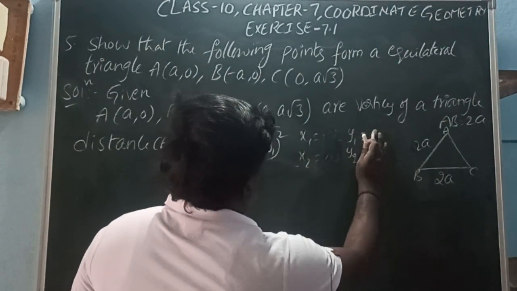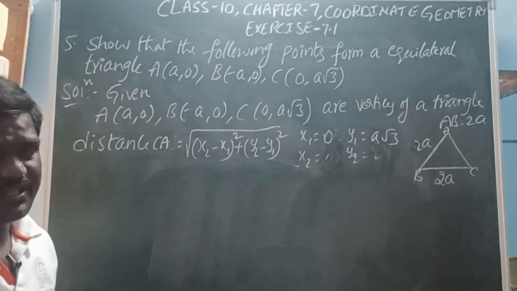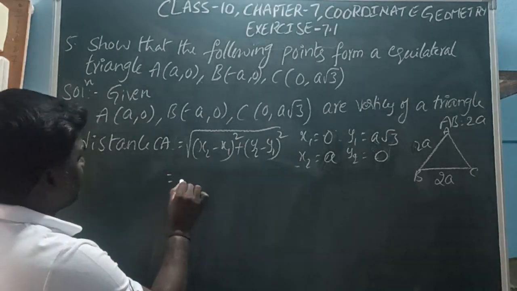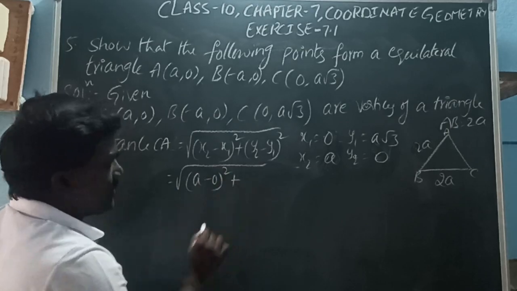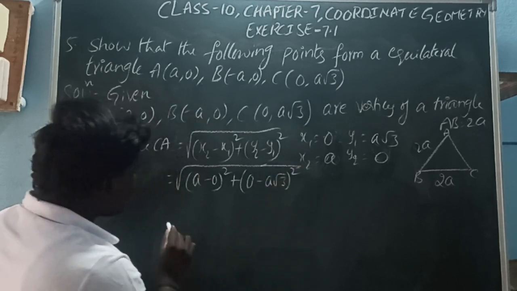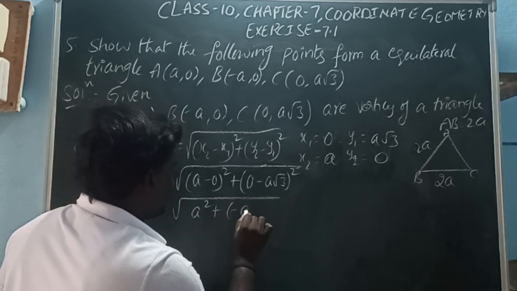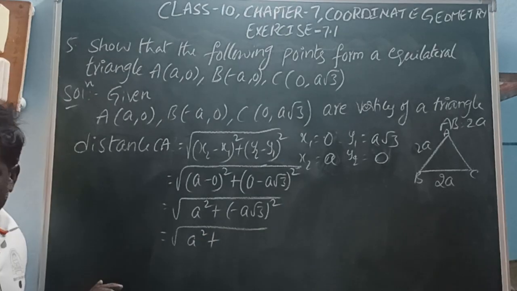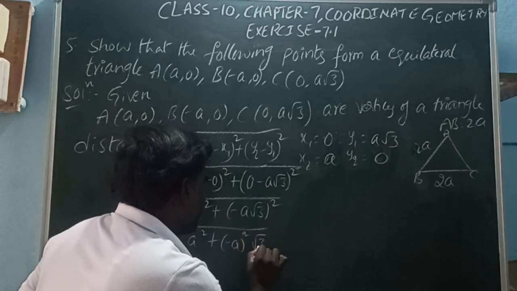So here x1 is 0, y1 is a root 3. So x2 is a, y2 is 0. So here the formula is x2 minus x1, that is a minus 0 whole square, plus y2 minus y1, that is 0 minus a root 3 whole square. So a minus 0 is a, 0 minus a root 3 is minus a root 3 whole square. So that is a square plus minus a root 3, we can write as minus a whole square root 3 whole square.